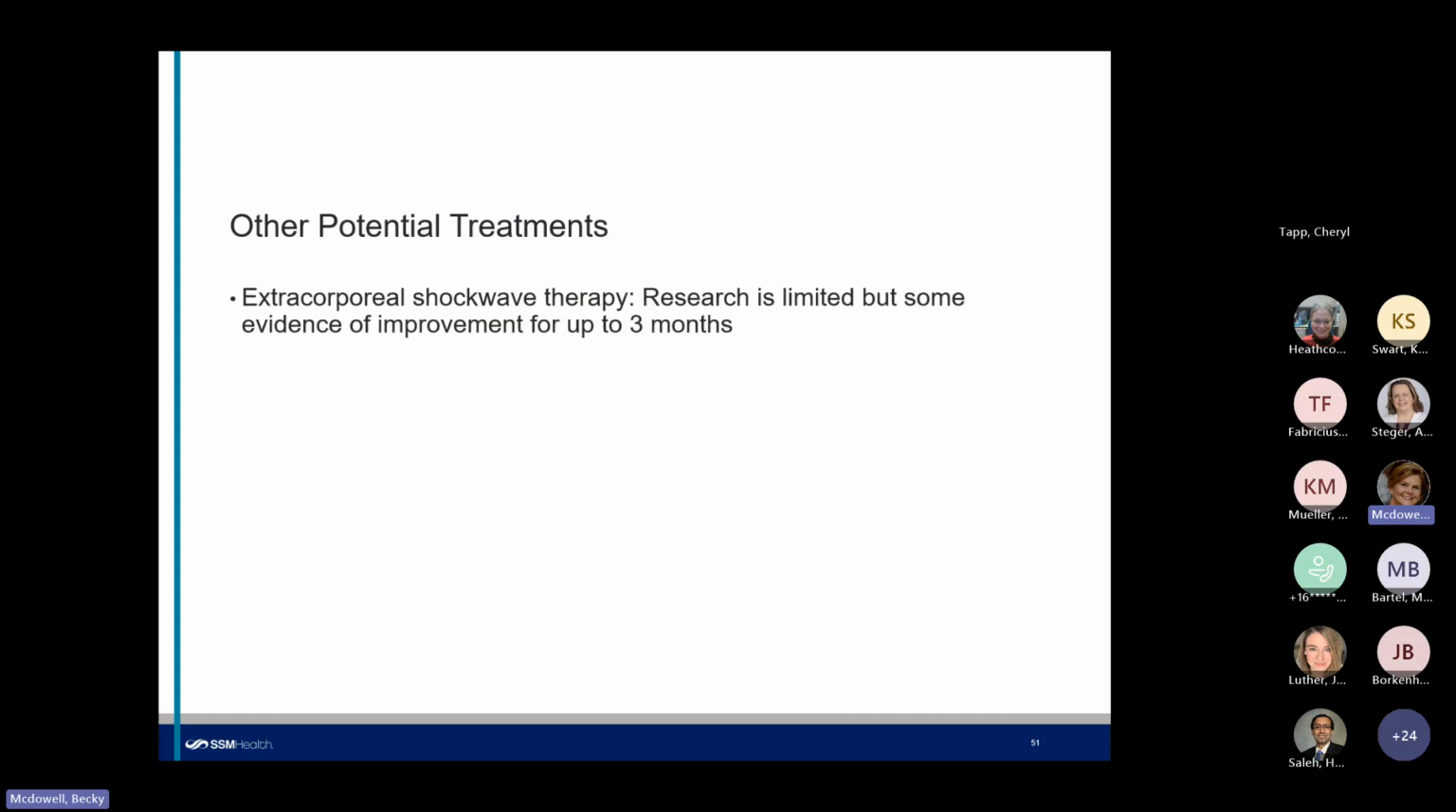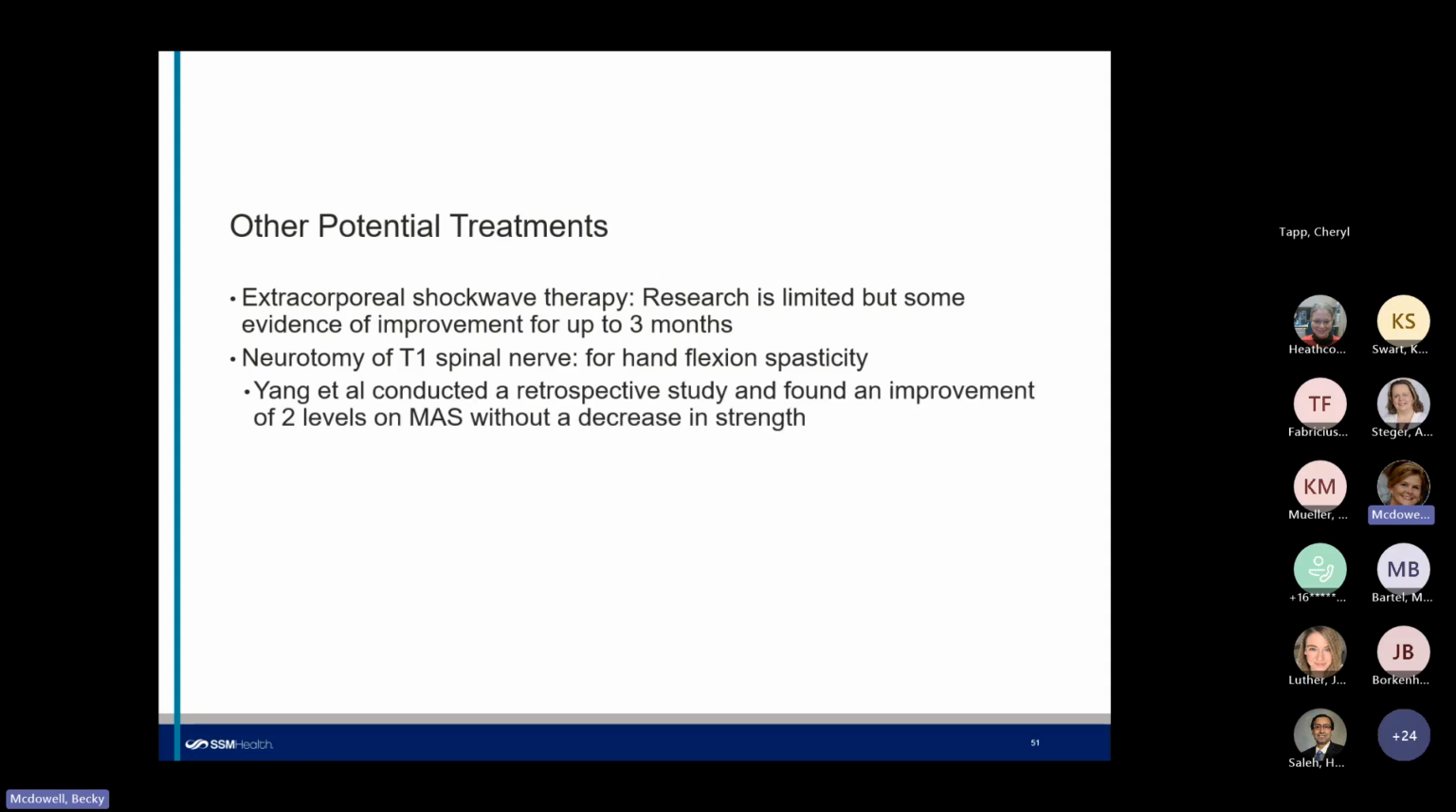There's lots of other possible treatments for spasticity, including extracorporeal shockwave therapy. Research on this is limited, but it may improve symptoms for up to 3 months. You can do a neurotomy of the T1 spinal nerve for hand flexion spasticity. Yang et al. conducted a retrospective study looking at this and found 2 levels of improvement on the modified Ashworth scale without a decrease in strength.